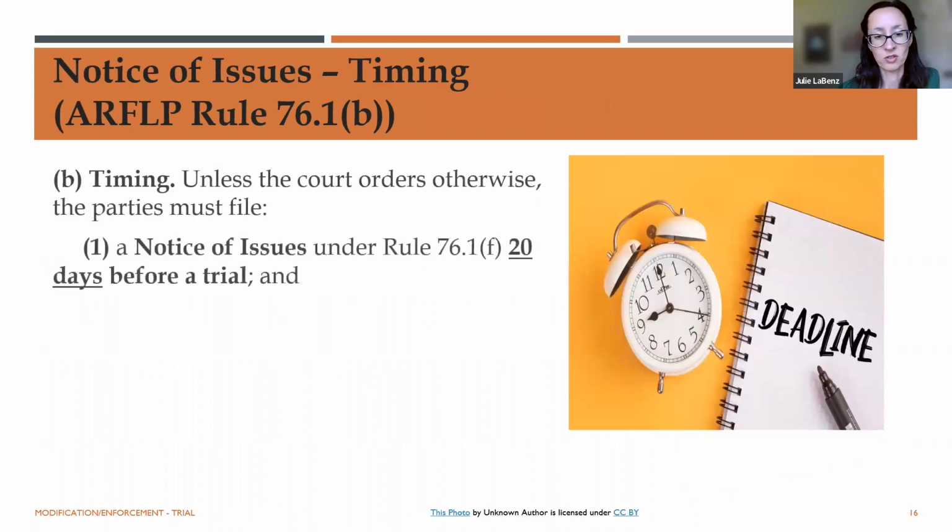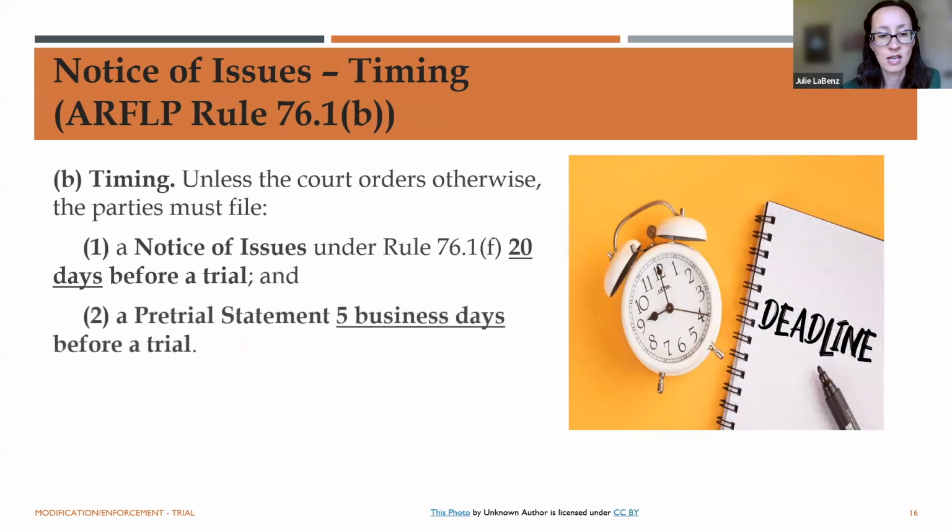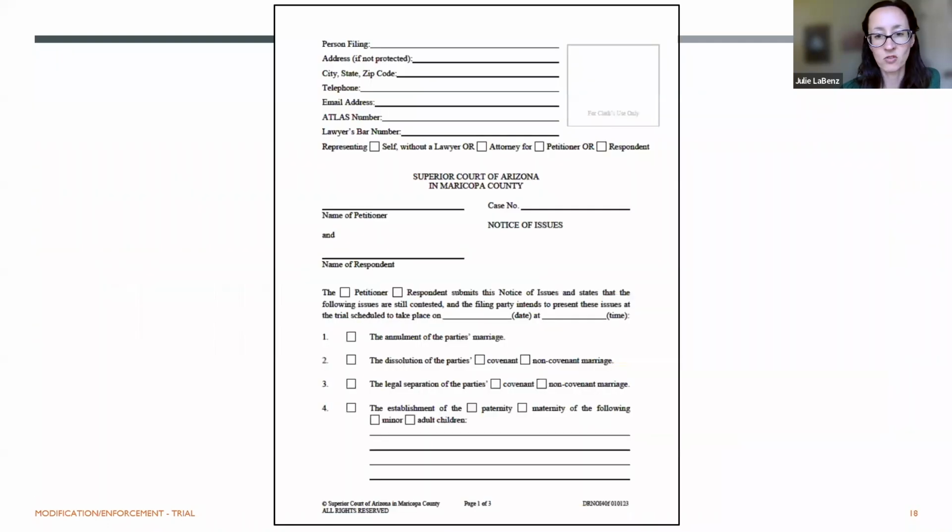When do you file the notice of issues? It is due 20 calendar days before trial, and then the pretrial statement is due 5 business days before trial. Here is the set form for the notice of issues.